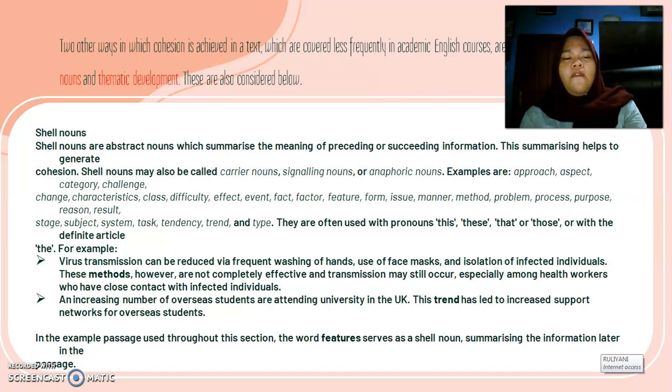For example, virus transmission can be reduced via frequent washing of hands, use of face masks, and isolation of individuals. These methods, however, are not completely effective, and transmission may still occur, especially among health workers who have close contact with the infected individuals. An increasing number of overseas students are attending university in the UK. This trend has led to increased support networks for overseas students. In the example passage, the word future served as a shell noun, summarizing the information later in the passage.